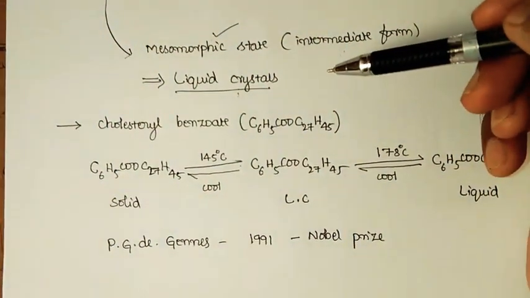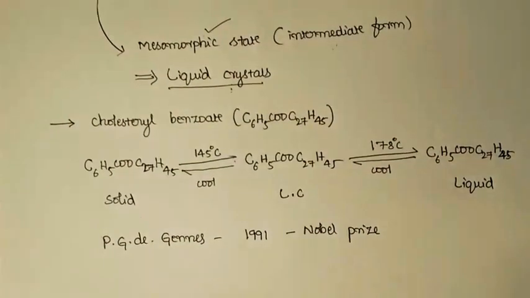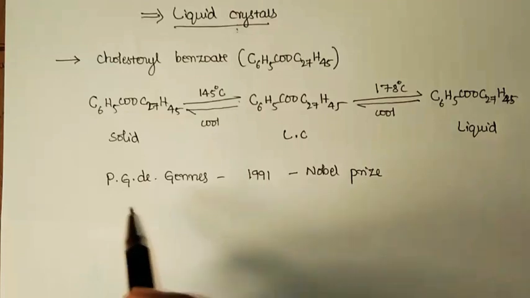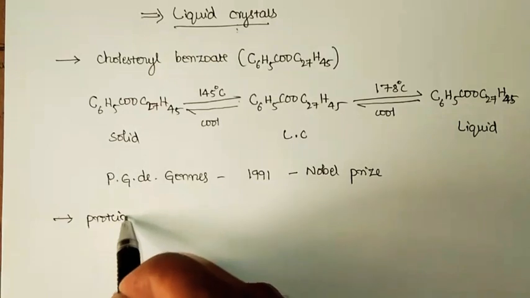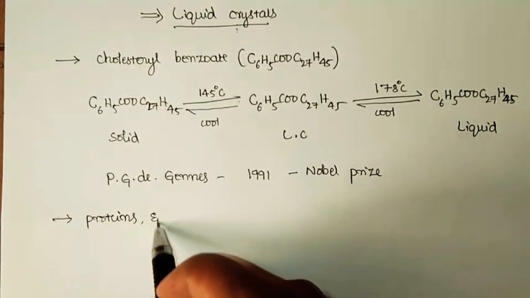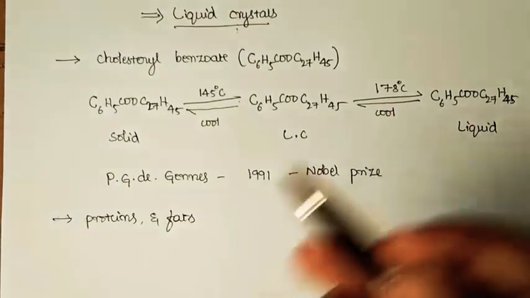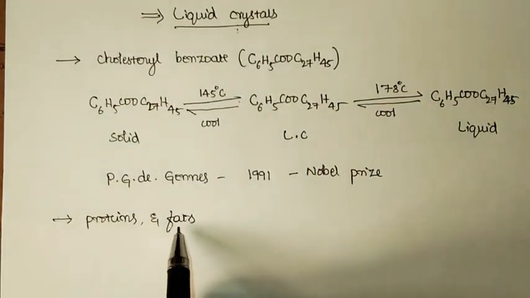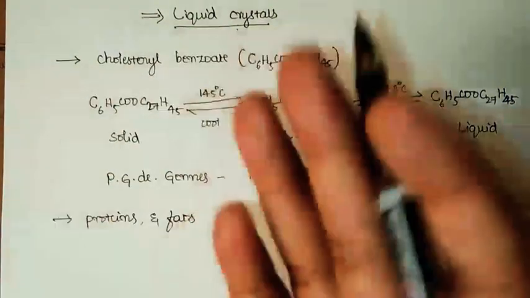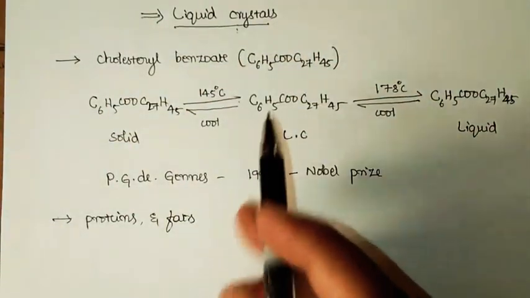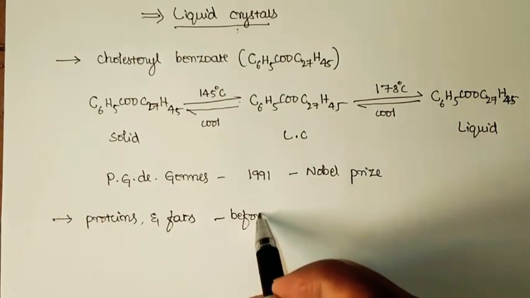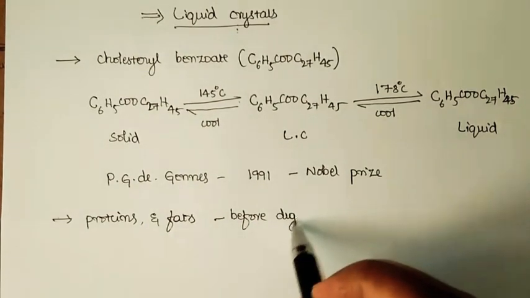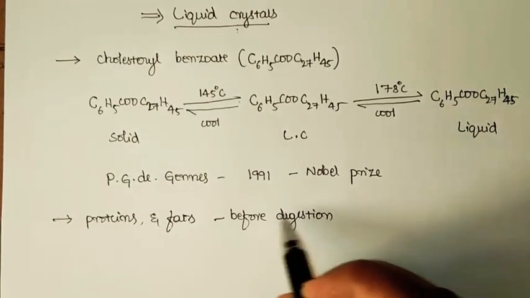Not only chemical materials, biological materials also exist in the state of liquid crystals. Say, whatever food we consume mainly consists of proteins and fats. Once we consume the food, will the proteins and fats present in it exist as such, or will they get changed? They get changed into the liquid crystalline state before they undergo digestion.